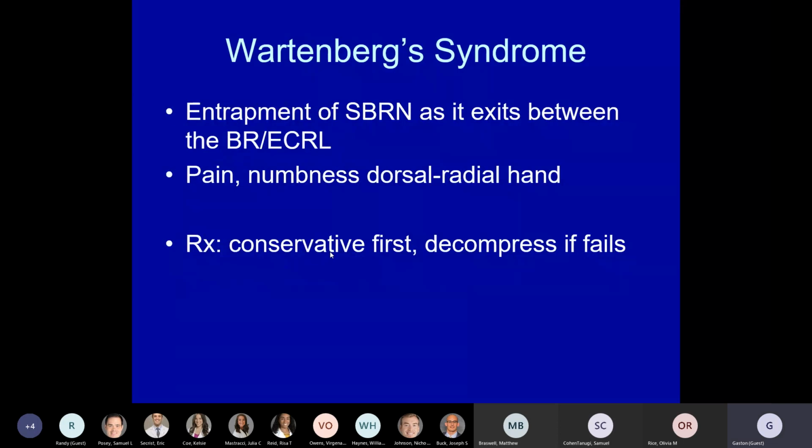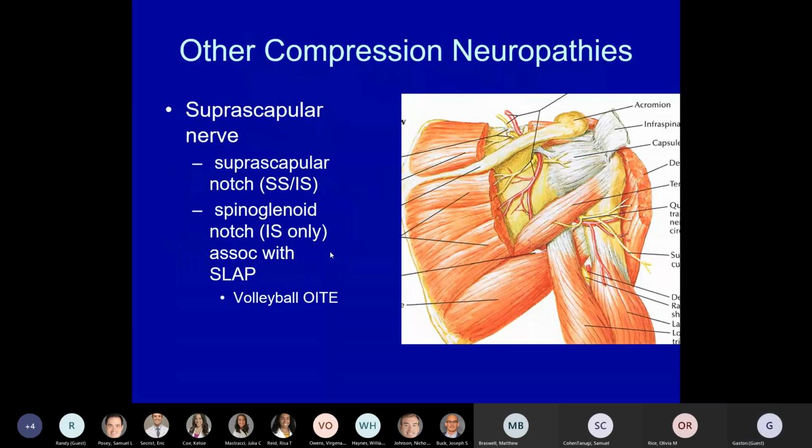Now, Wartenberg syndrome is where you get entrapment of the superficial branch of the radial nerve, and it's been asked, where is that? It's right as it exits beneath BR and ECRL. So they're going to come in with numbness, like in the dorsal aspect of the first web space and dorsal radial hand, and some pain. Conservative treatment, remove a watch if they wear a watch there, decompress if that fails.